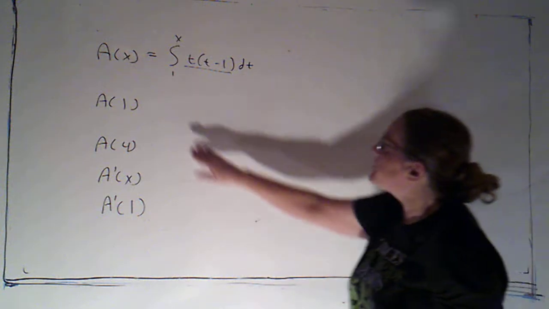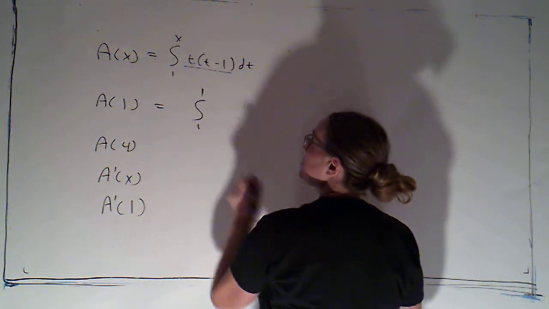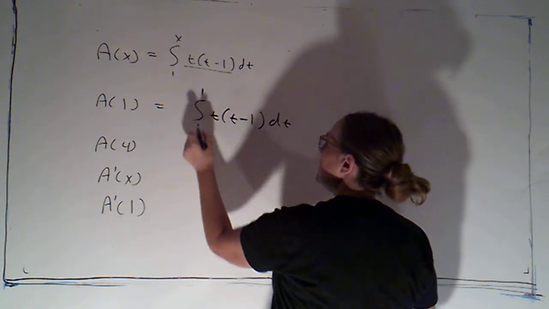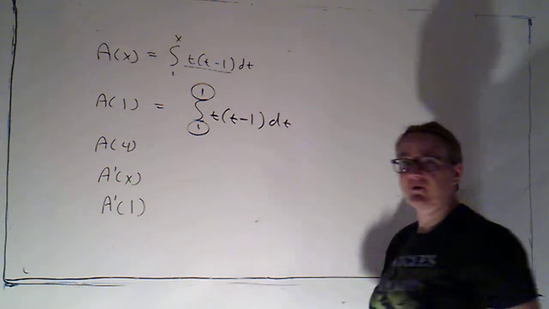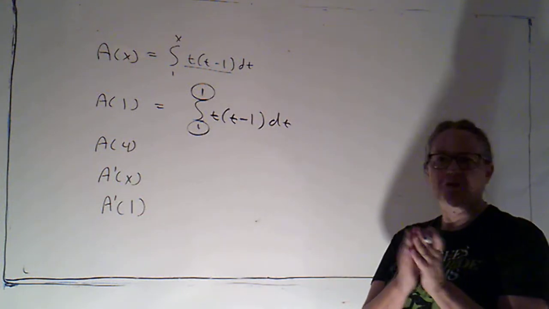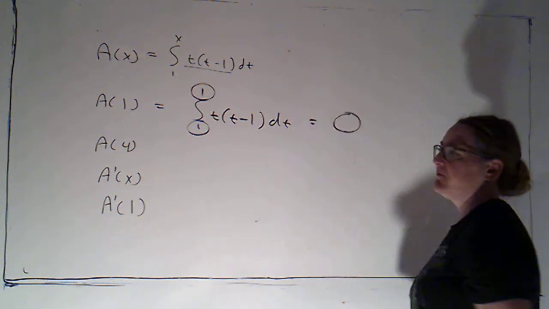So we're first of all asked to evaluate A of 1. That would be the integral from 1 to 1 of t times t minus 1 dt. Well, as soon as I see that my limits of integration are the same, I know that I'm integrating over a degenerate interval. There's basically no base to this shape, so that's going to give me 0.